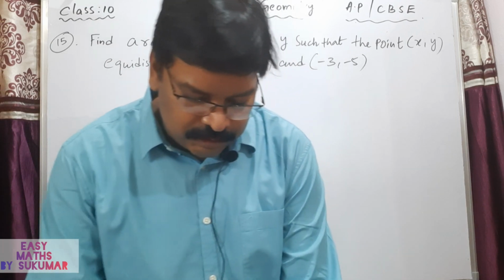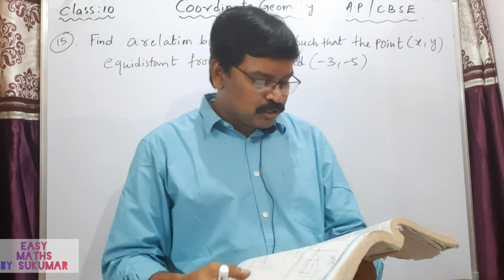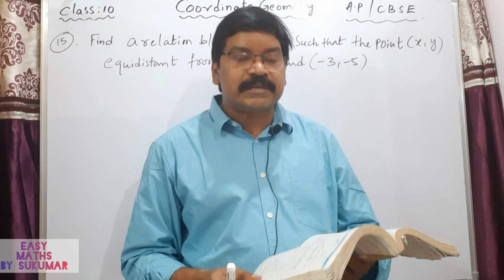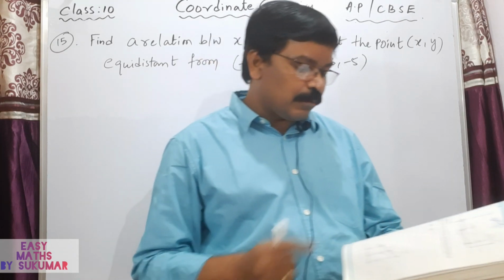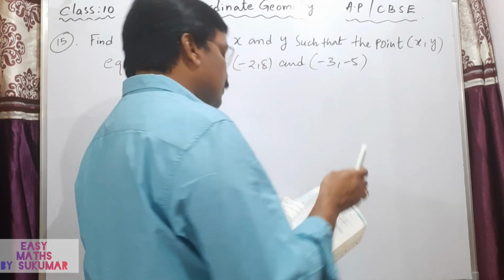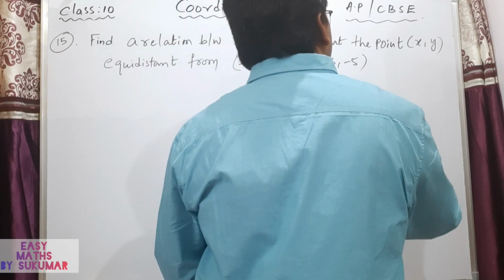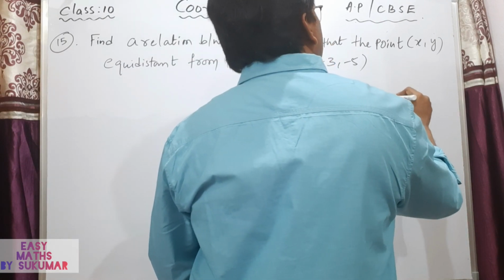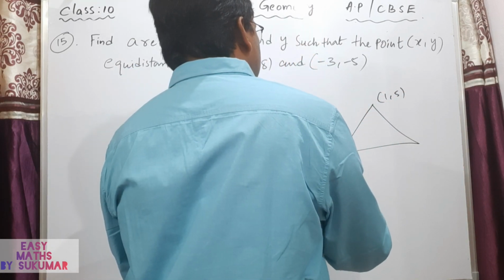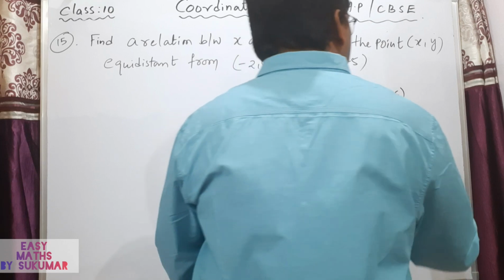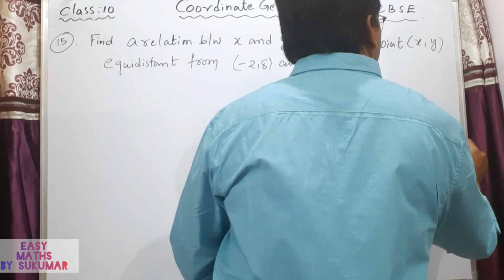Coming to the 14th question, my dear students, can you draw a triangle with vertices (1, 5), (5, 8), (13, 14)? Give reasons. I will give you a small clue here. (1, 5), (5, 8), (13, 14). Okay.